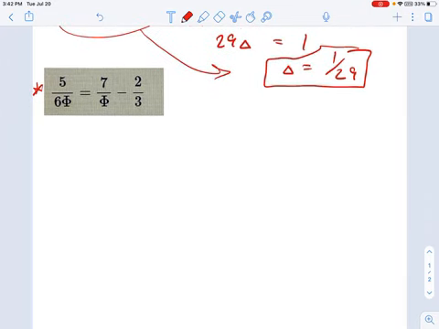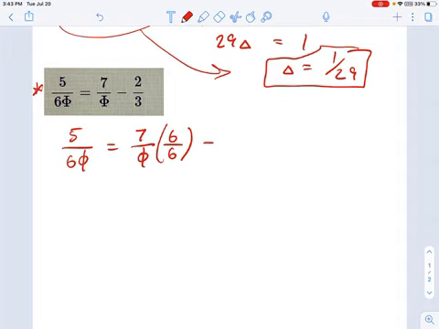5 over 6 phi equals 7 over phi minus 2/3. So I'm going to look at the denominators here, and I notice that they're not the same. I want them to all be the same. So let's try to rewrite this. 5 over 6 phi is just going to stay where it is. 7 over phi, well, what is that missing? It's missing a factor of 6. So we're going to multiply this by 6 over 6.